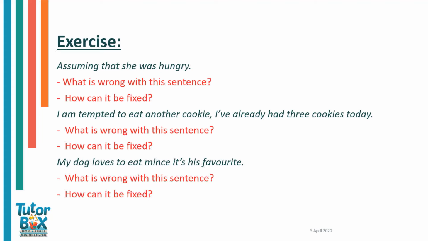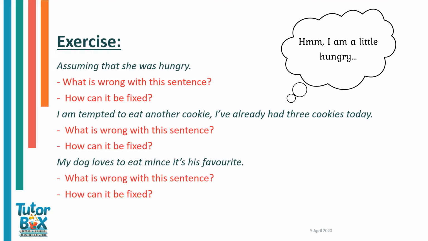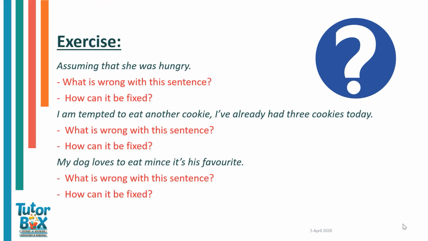Cool. So again, I'm going to do the same thing that I did with the previous exercises. I'll read them through with you, and then I'll give you some time afterwards to answer it. And then I'll give you the answers at the end. So the first sentence is, assuming that she was hungry. What is wrong with this sentence, and how can it be fixed?